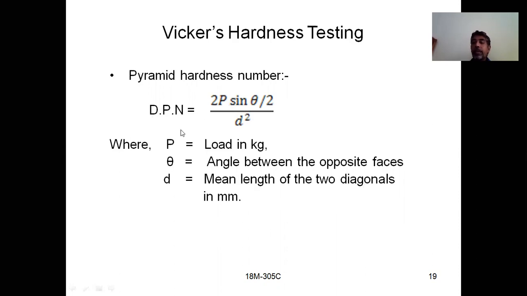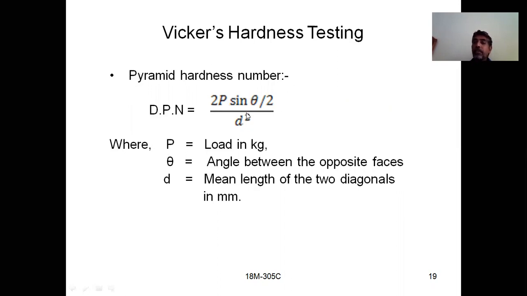So I am repeating once again. It is a very simple formula. We know that DPN is equal to load by area of the indentation. So load is nothing but P. So how to find out the area of indentation? To find out the area of indentation, first we have to find out the mean length of the two diagonals. You are having two diagonals. From that you find the mean length of the diagonals, and later you substitute, which means you have to calculate the area of the indentation.